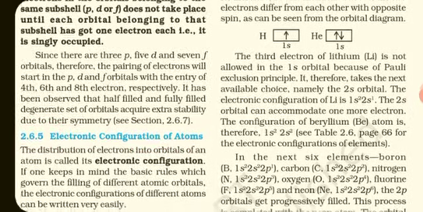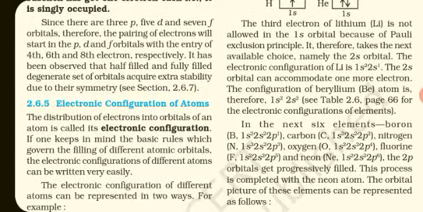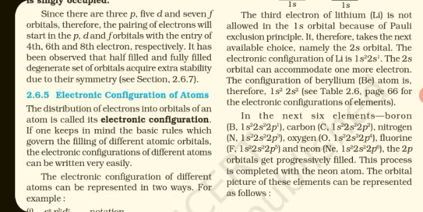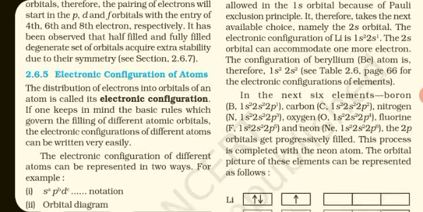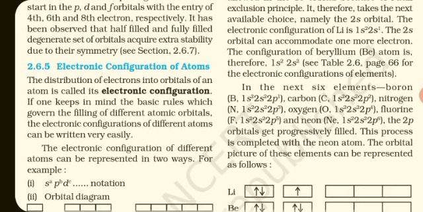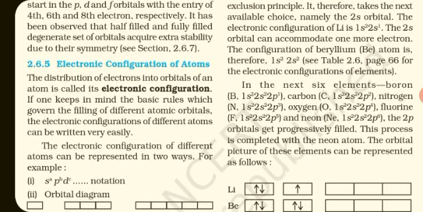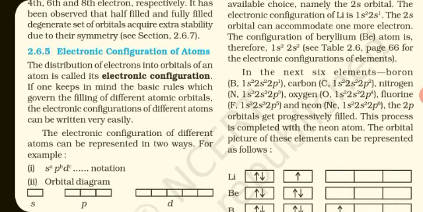The third electron in lithium is not allowed in the 1s orbital because of Pauli's exclusion principle. It therefore takes the next available choice, namely the 2s orbital. The electronic configuration of lithium is 1s2 2s1. The 2s orbital can accommodate one more electron, therefore the configuration of beryllium atom is 1s2 2s2.